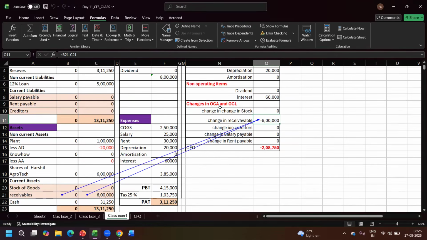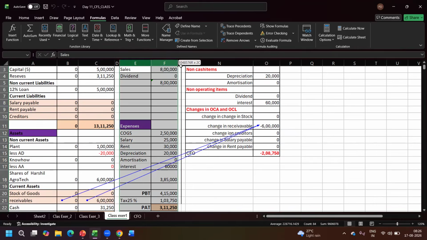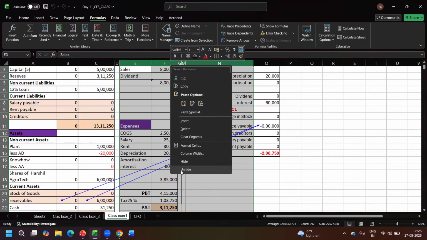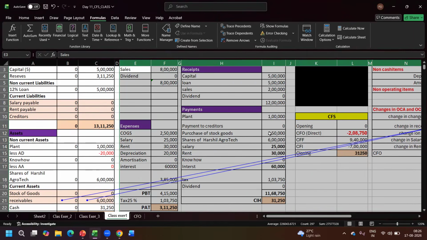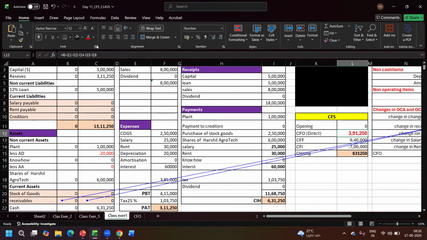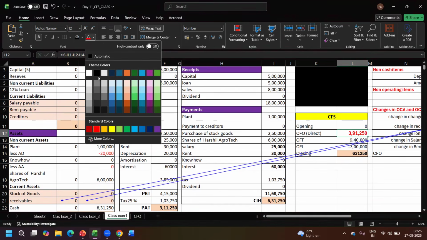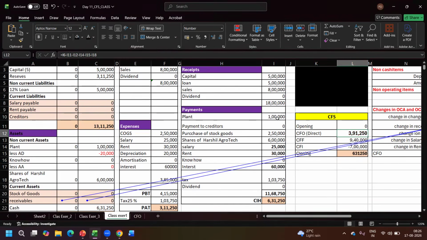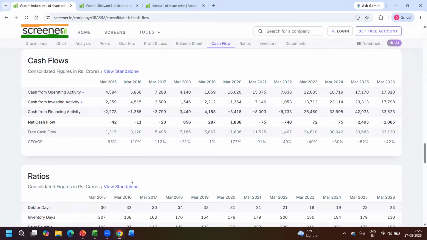Let us assume that the entire sales is collected in cash. If the entire sales is collected in cash, CFO becomes positive, because the entire sales is for cash. So it's important for us to understand companies, to observe a company.